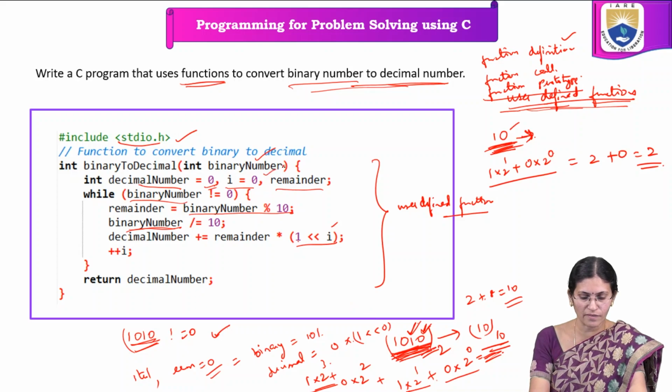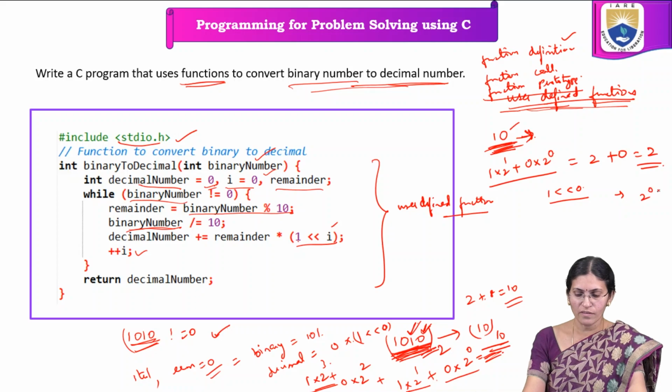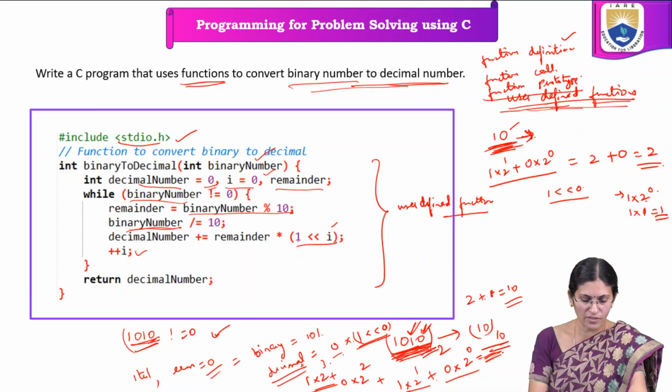Initially i is assigned the value 0, and in each iteration we increment the value of i. Initially, 1 is shifted to the left by 0 times, which is equal to 2 power 0, and 2 power 0 is 1. So 1 into 1 is equal to 1. But the remainder is 0, so 0 into 1 is 0. Therefore we get the decimal value as 0 in the first iteration.